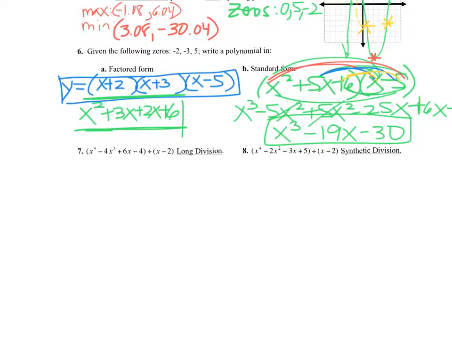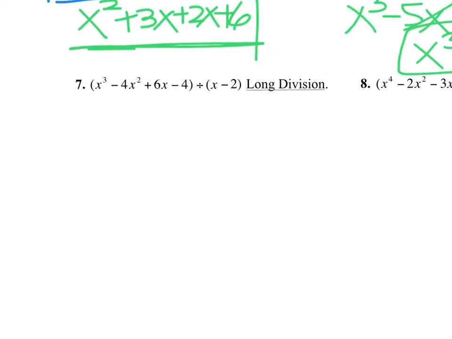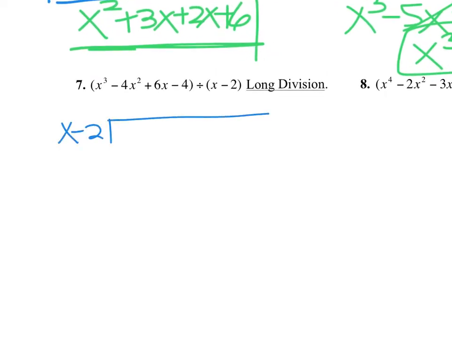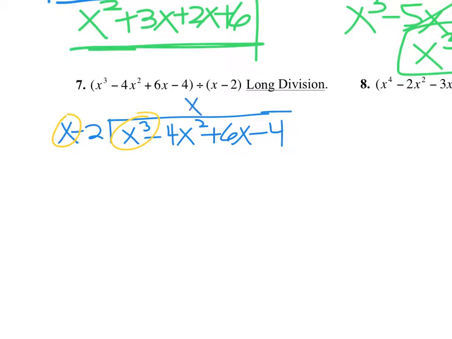Okay, long division. When you learned this, you wanted to cry, but now you're okay with it. X minus 2 divided into x cubed minus 4x squared plus 6x minus 4. It's not too bad. You'll barely have enough room. Okay, so start with just the first terms, remember? X and x cubed. And you say, what times x gives me x cubed? And that would be x squared.